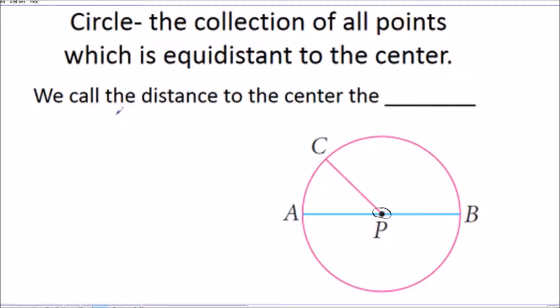And then let's fill in this blank. The distance from the points to the center, that's this right here. You probably remember that from maybe 6th grade or something like that. That is the radius. So let's start off today by just running through a little bit of vocab to make sure we have an understanding of what we're talking about.